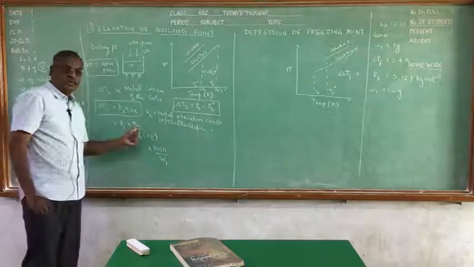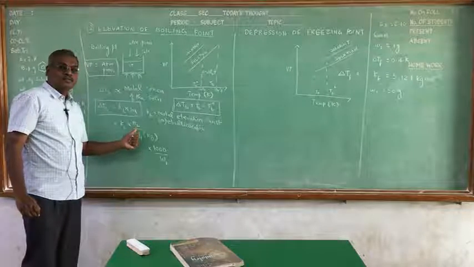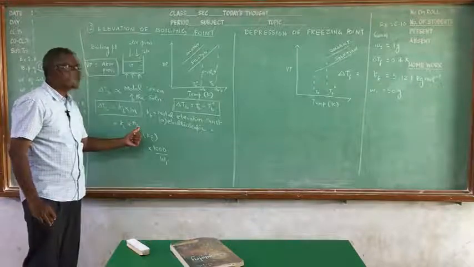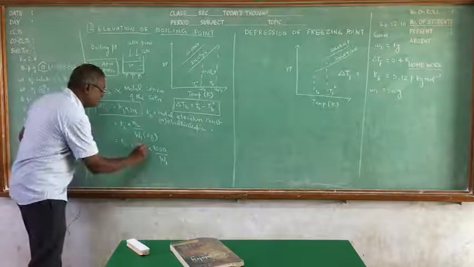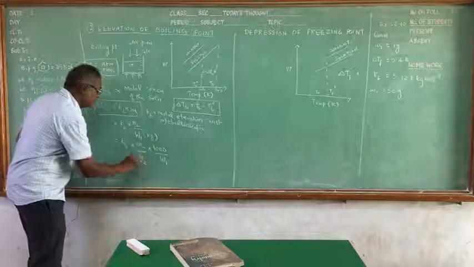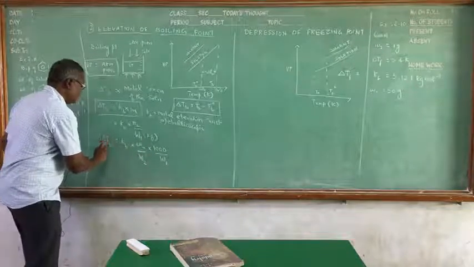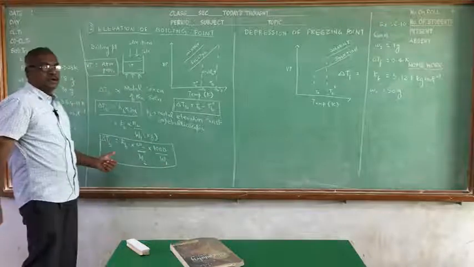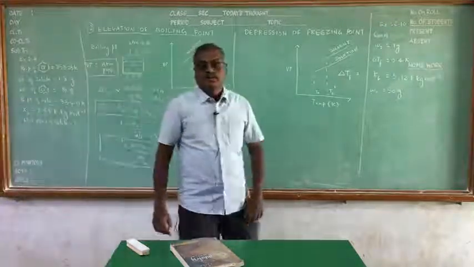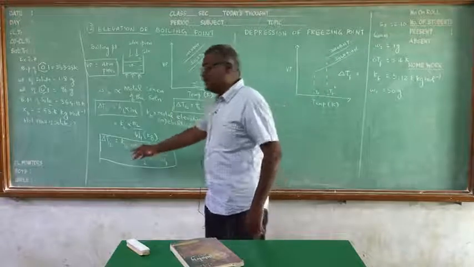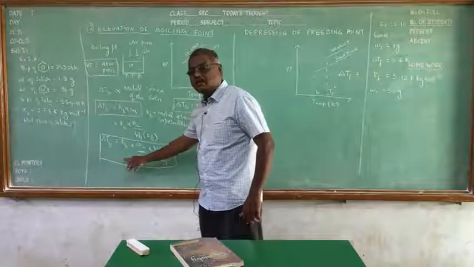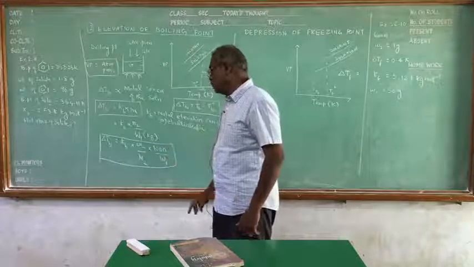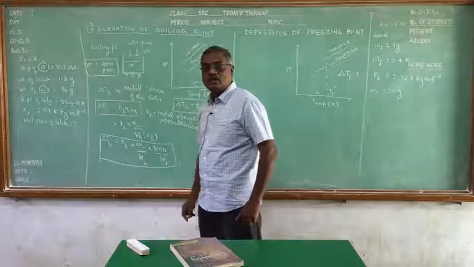And what is n2? n2 is the number of moles, that is weight by molecular weight. Here 2 stands for solute, so W2 divided by M2. This is a very important expression for elevation of boiling point. The elevation of boiling point, delta Tb equals Kb into W2 by M2 into 1000 by W1, where Kb is called the ebullioscopic constant.